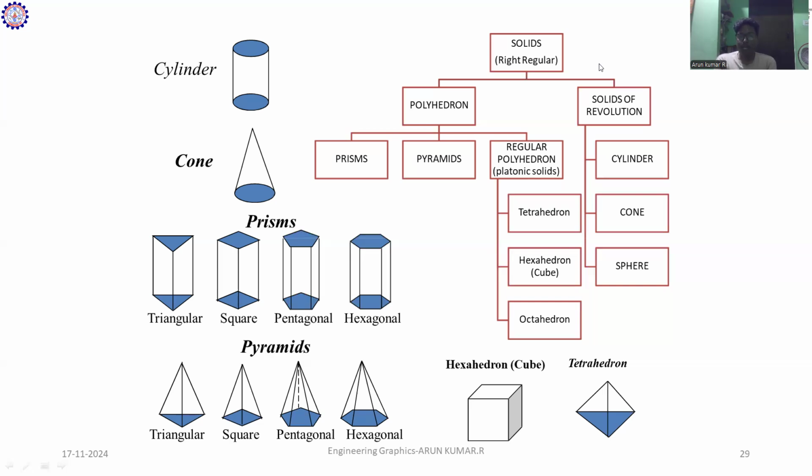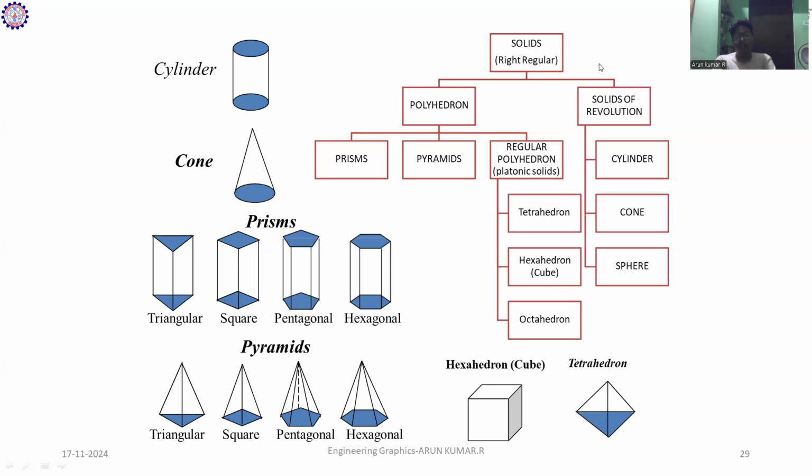Generally, solids can be classified into polyhedron and solids of revolution. The polyhedrons can be classified into prism and pyramid, and solids of revolution can be classified into cylinder, cone, and sphere. Here also we do not consider the sphere. So only prism, pyramid, cylinder, and cone: this type of problem we have to discuss in this class.